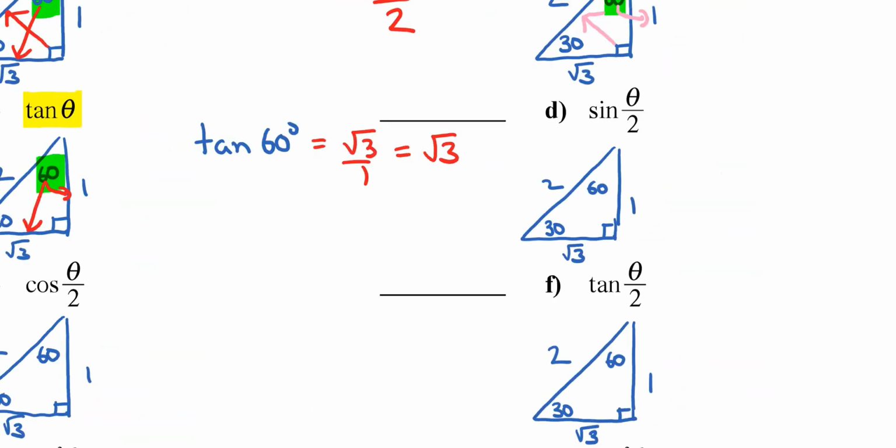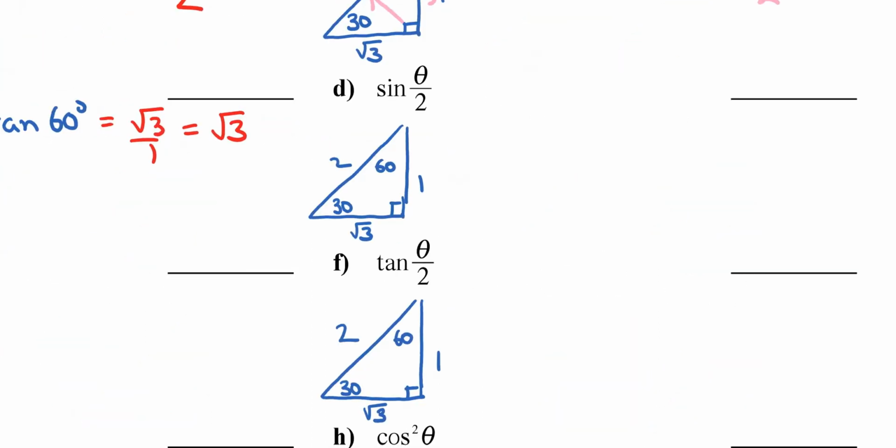Okay, let's go to letter D now. Remember, theta here was 60 degrees, right? So if I plug in 60 here, 60 divided by 2 is 30. So I'm looking for sine of 30 degrees. All right, so where's 30 on the triangle? There it is. What's the ratio for sine? It's your opposite, which is 1, divided by your hypotenuse, which is 2. So 1/2 on that one there.